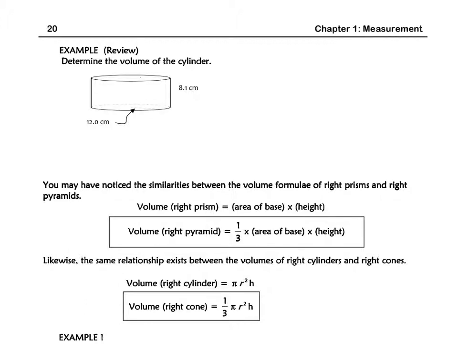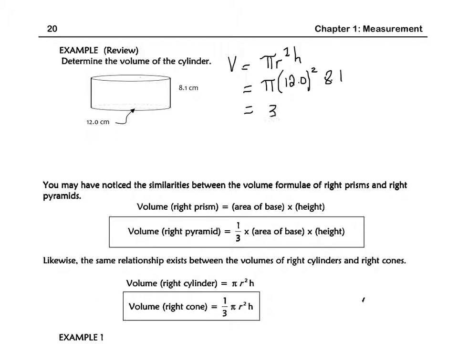Okay, our first example is a little bit of review. The volume of a cylinder. Volume is equal to, for a cylinder, the area of the base, which is pi r squared, because this is a circle, times the height. So we've got pi, and r is 12.0 squared, times the height is 8.1. So we do order of operations. We do our 12 squared first, times our pi, and then times our 8.1.